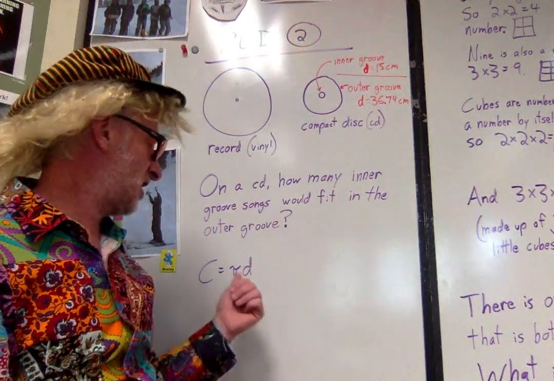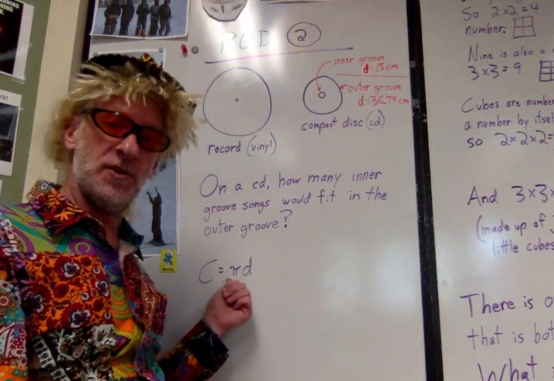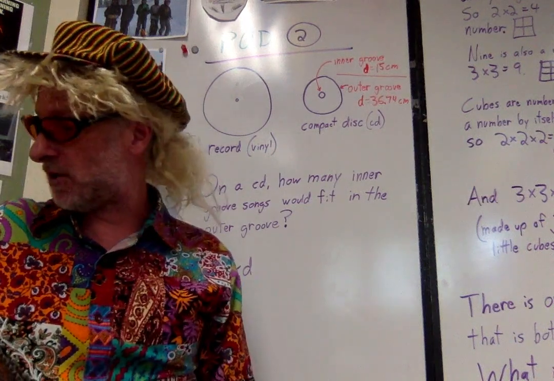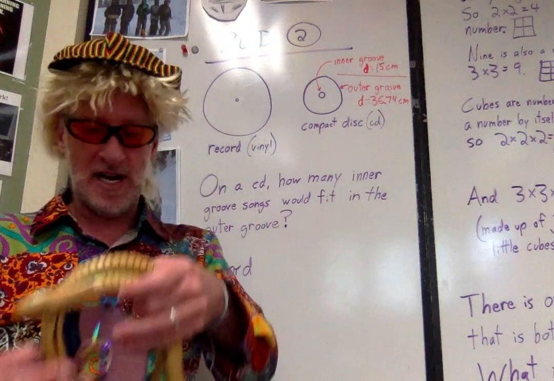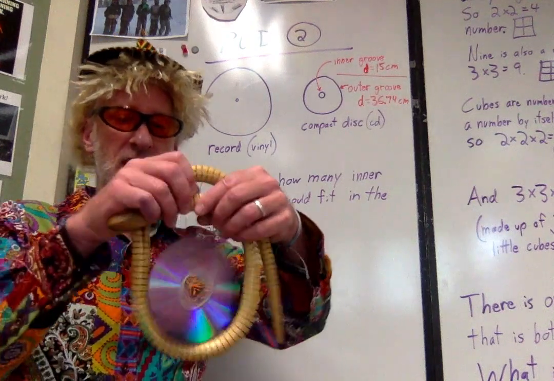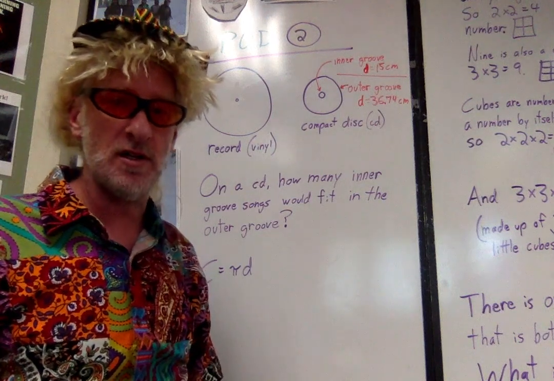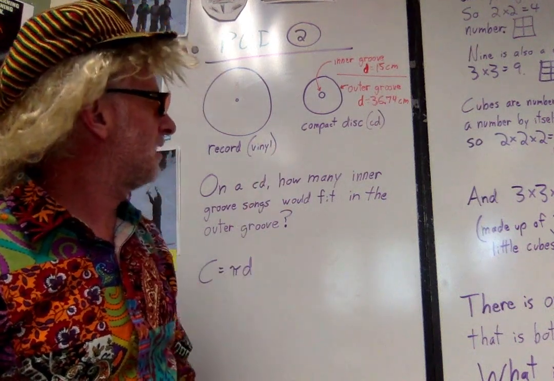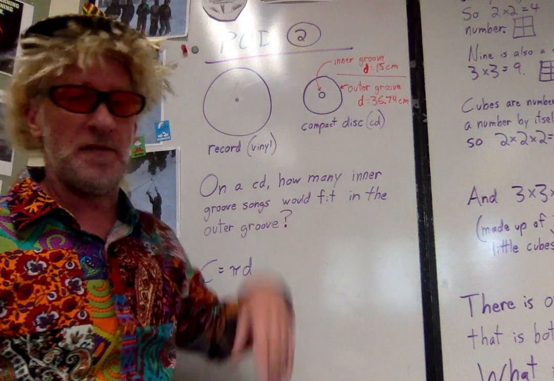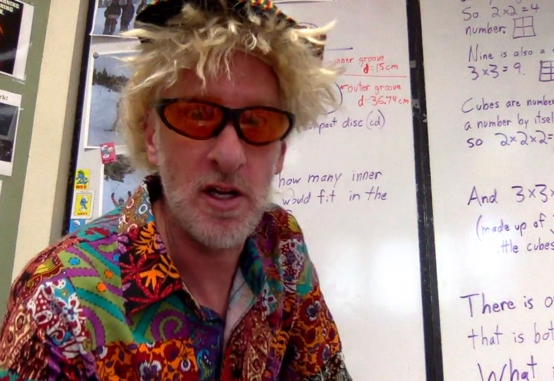I would say the big trick here, everybody, is to remember that circumference is equal to pi times the diameter, okay? If I was to find the diameter of this CD, I could then just put it out nice and straight, and that's how I want you to think of these songs. Get back to me, tell me how many of these inner groove songs could fit on that outer groove. You can do it. Good luck.